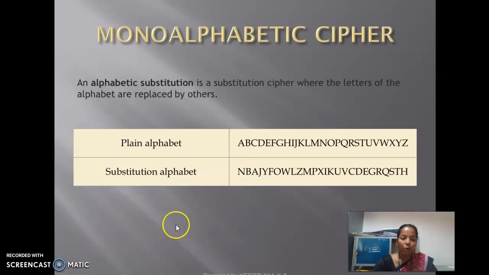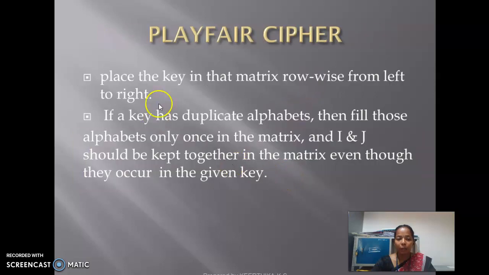Next one is a mono-alphabetic cipher. In this mono-alphabetic cipher, an alphabetic substitution is a substitution cipher where the letters of the alphabets are replaced by others. So here the plain alphabet is from A to Z, then the substitution alphabet is randomly given, and you substitute that alphabet.